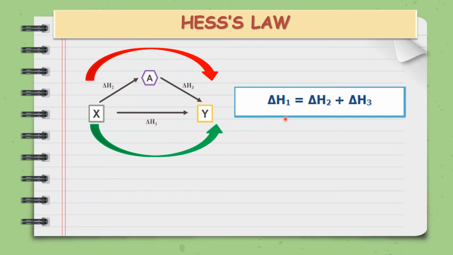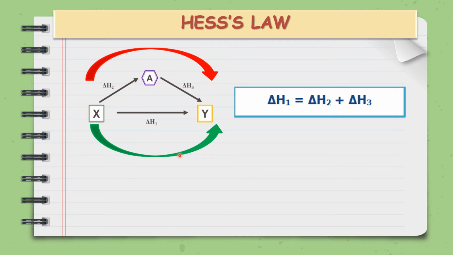So this is what it means by Hess's Law. It says that when the reactants are converted to products, our product here is Y, the change in enthalpy is the same whether the reaction takes place in one step or series of steps. So for the one step reaction from X to Y, the total enthalpy change is equal to the change from X to A and then A to Y. And if you look at my diagram here, I put two arrows. The red one is clockwise and the green one is anti-clockwise.